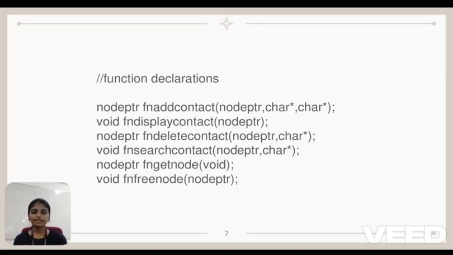We are using char name and char phone because in C, strings are character arrays. When we are passing strings to a function, we pass the address, not the entire array.